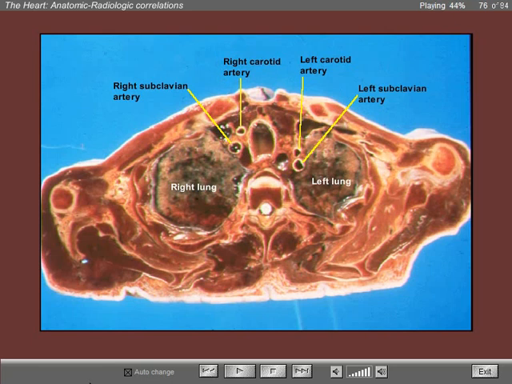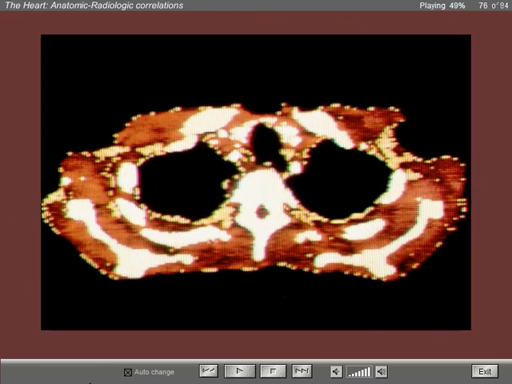This is the CT that corresponds to the previous anatomical section, where we note again in white the calcific densities of the bones, and note that the origin of the carotid and subclavian arteries are heavily calcified. The black central structure represents the trachea, and on both sides of the midline we see the left lung and the right lung.